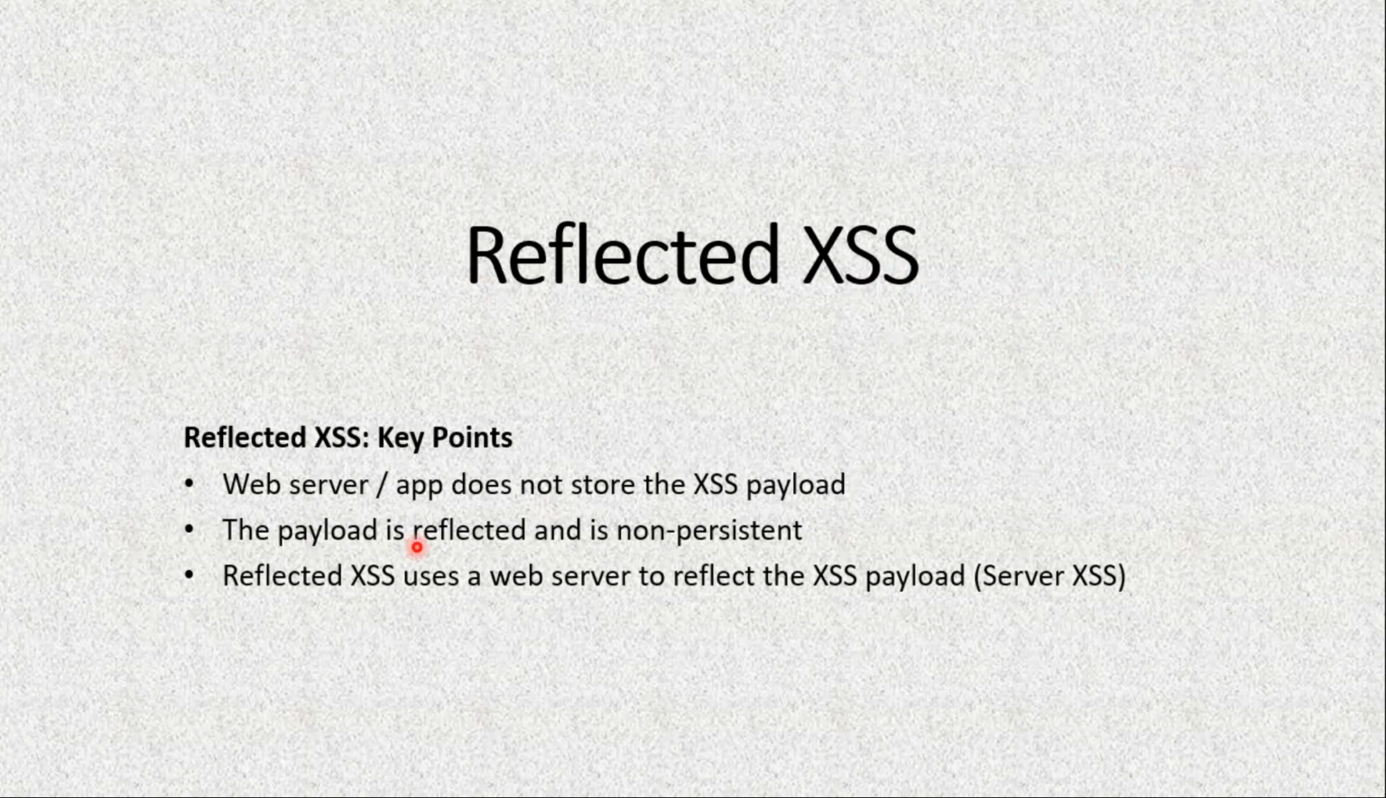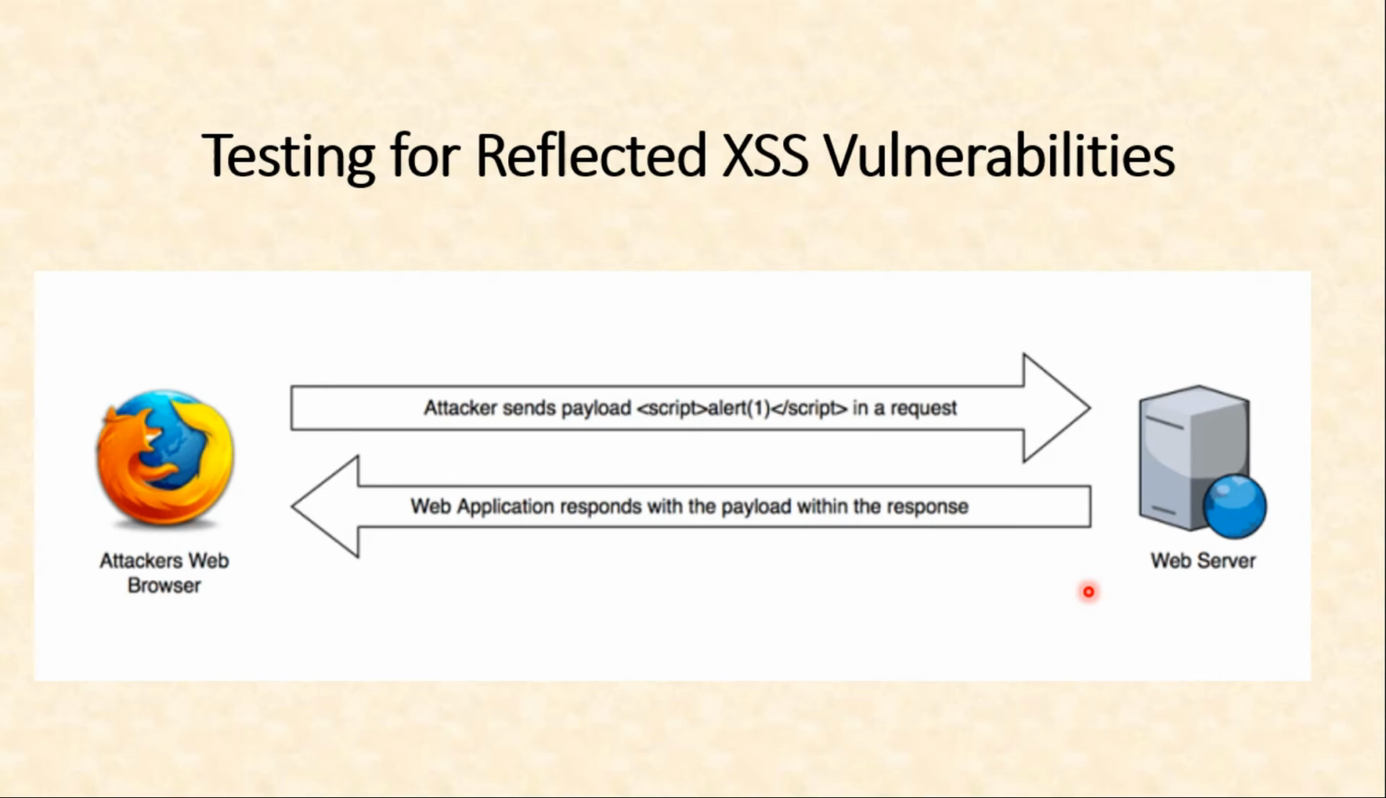So reflected XSS uses a web server to reflect the XSS payload. Next, we are going to see how this works. For testing this, this is an attacker browser and this is the web server. I'm just sending an alert script as a request. The server processes it and gives the response with the alert, meaning this alert dialog box here in the web browser. So it just displays normally.